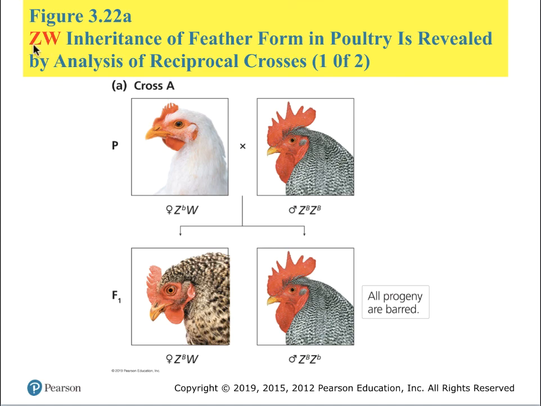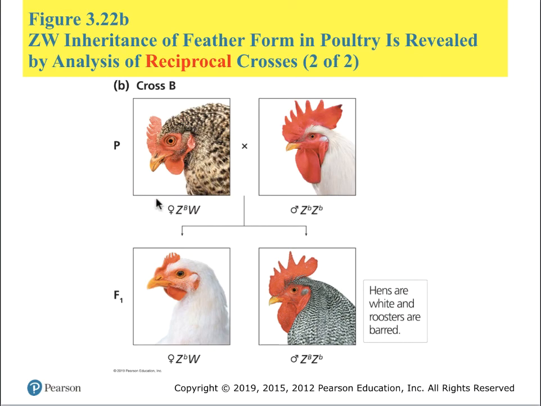See if you can understand the designation of the ZW system by following this genetic cross. Are you able to correctly predict the genotype of these two individuals looking at just their phenotype? Please have a go. Now do the same for this reciprocal cross where the parents are genetically reversed. Do you get the right result?